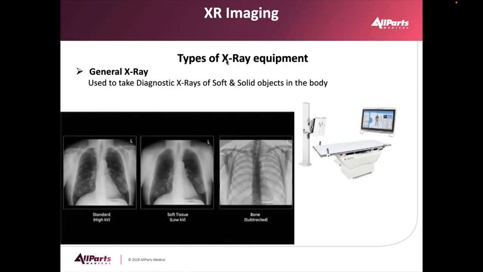General X-ray is used for diagnostically looking at soft and solid objects within the body, such as a chest image. They might be looking for pneumonia or cracked ribs, or they look at kidneys by way of using a liquid called contrast, which makes the vessels within the kidneys turn dark.